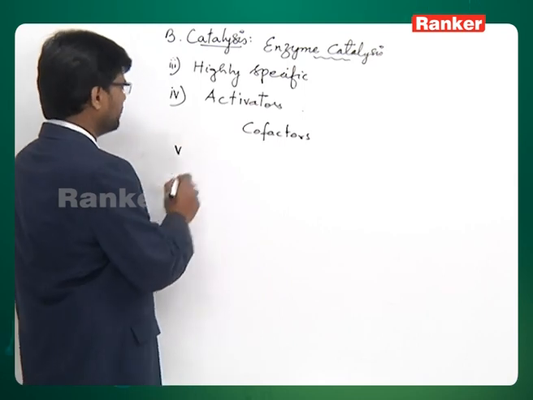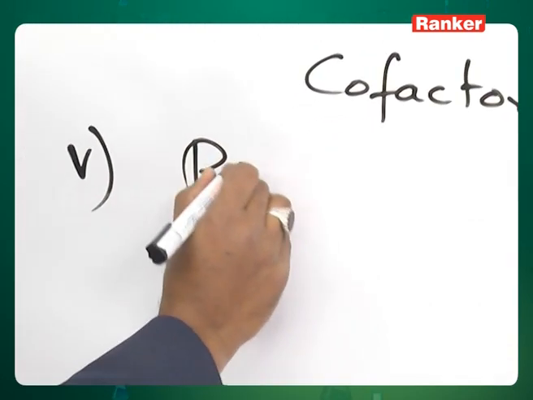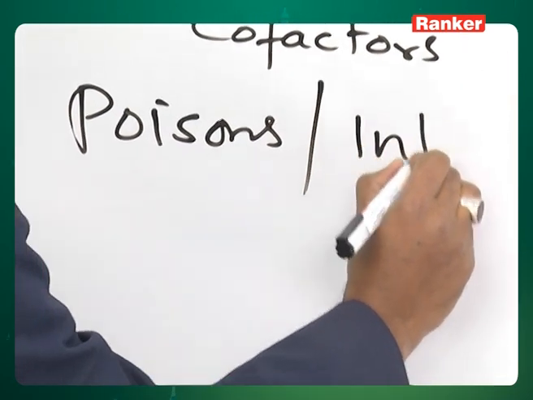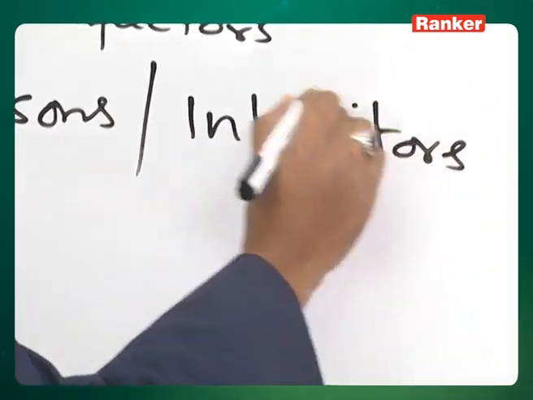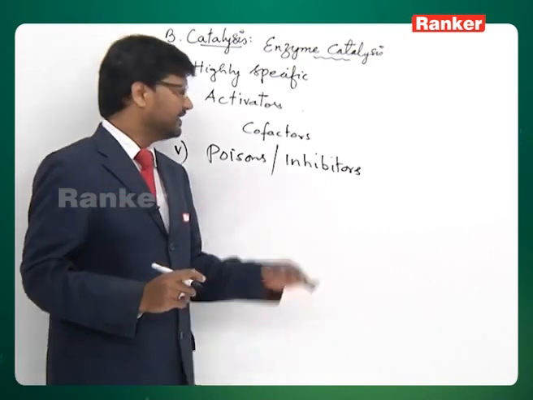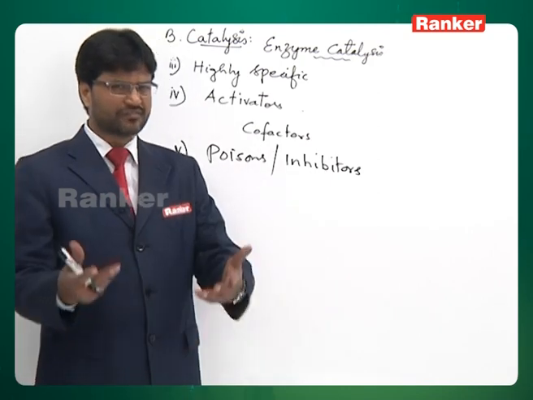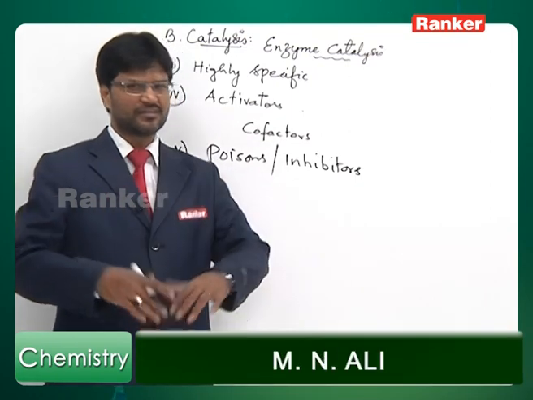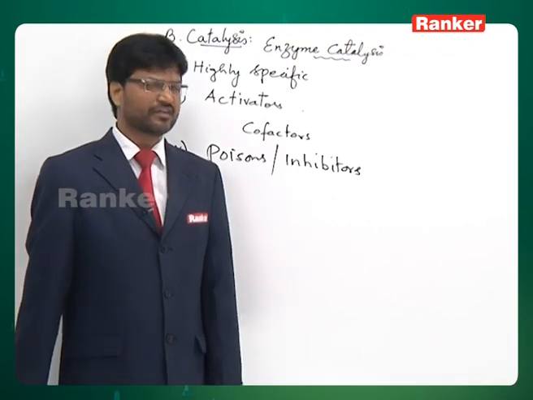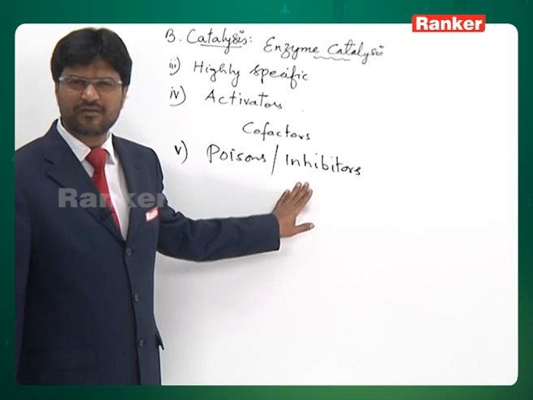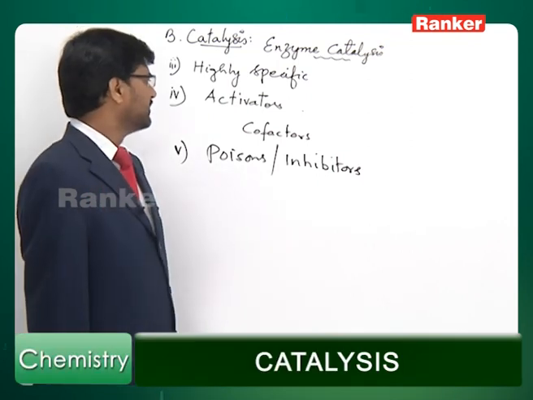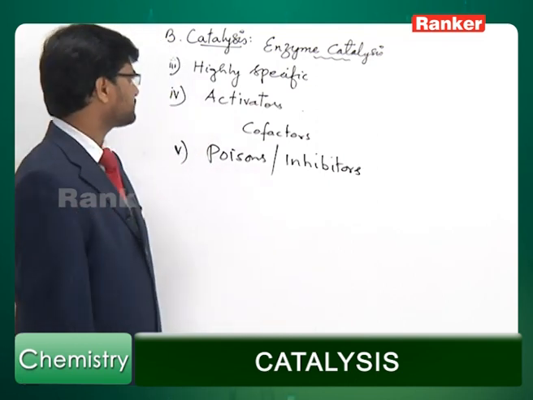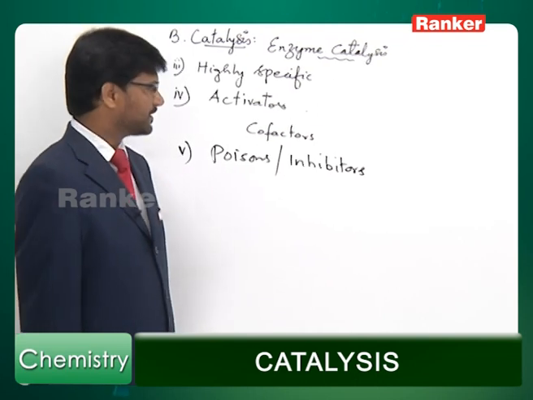Then number 5, there are certain substances which act as poison or inhibitors for enzymes. They decrease the activity of enzymes. See, most of the drugs work on this principle only. They block the active site of enzyme and prevent a certain type of reaction taking place in the living organisms. So, drugs generally behave as poisons or inhibitors for enzyme action. They generally deactivate enzymes produced by pathogens. That's about characteristics of enzyme catalysis.